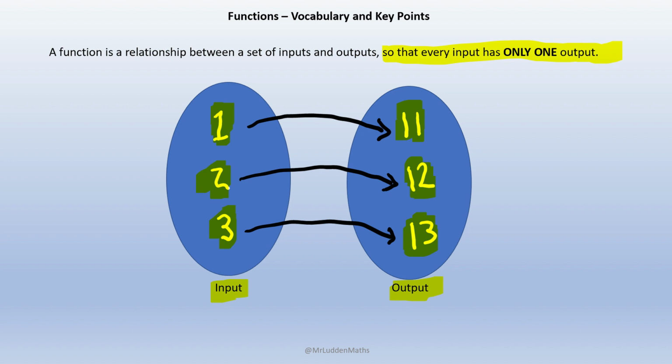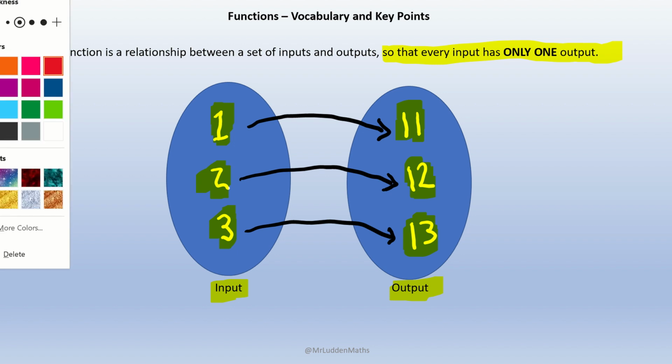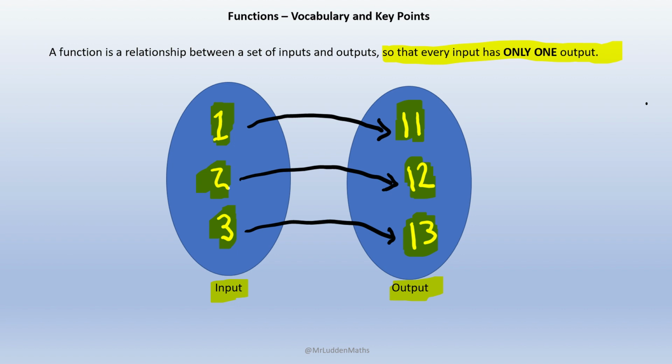The correct terminology there, and I'll just write that down, is the number 1 is not joined to 11, it's "mapped to". Just put that in inverted commas. It's mapped to the number 11. The number 2 is mapped to the number 12, and the number 3 is mapped to the number 13. So as you can see here, each one of my inputs only has one output. So the 3 pairs of numbers.